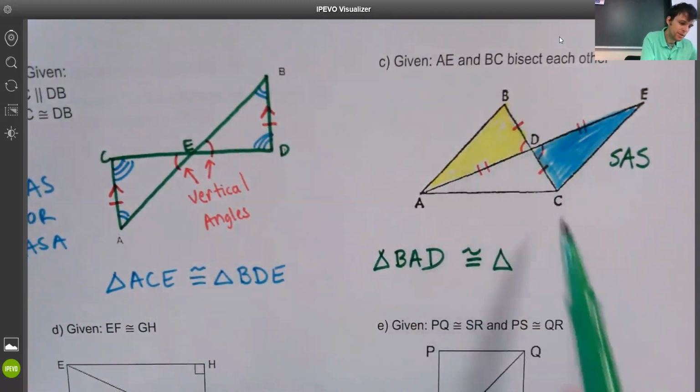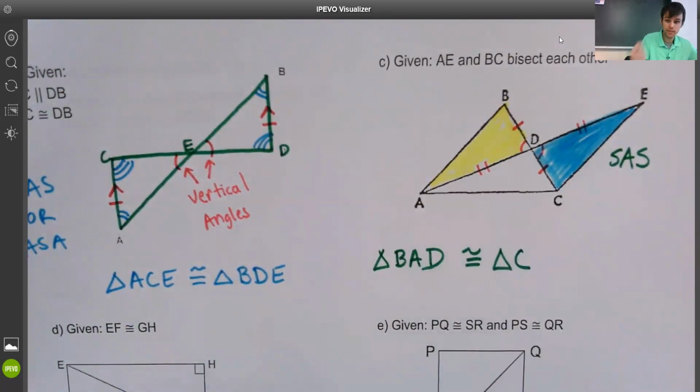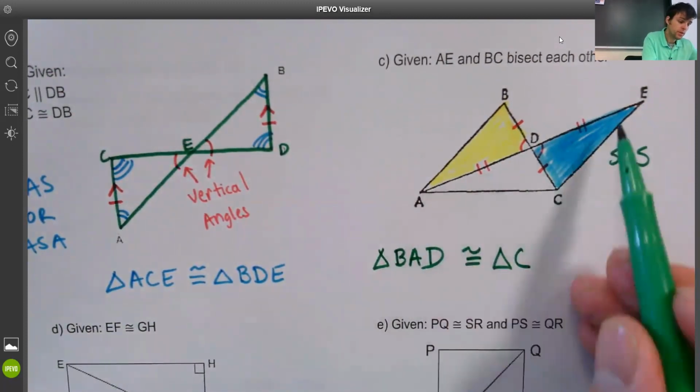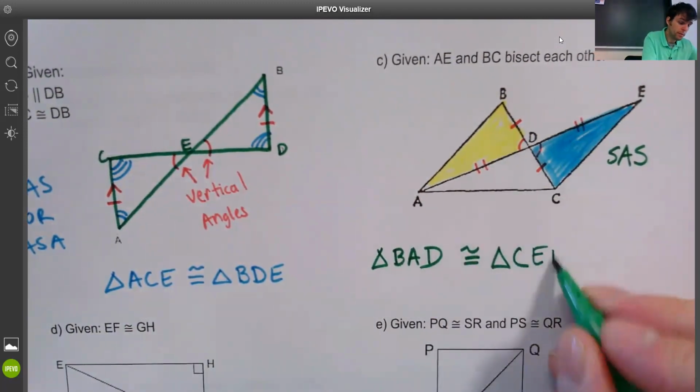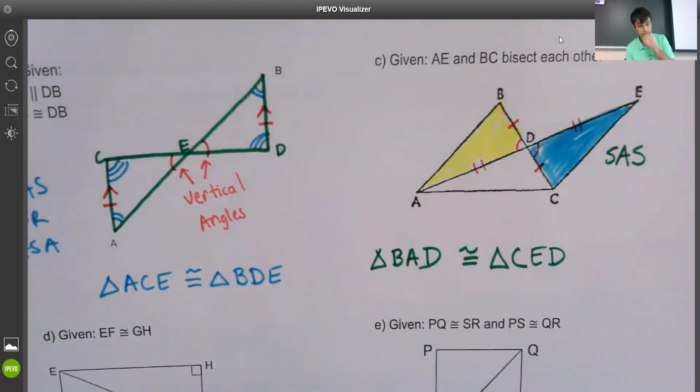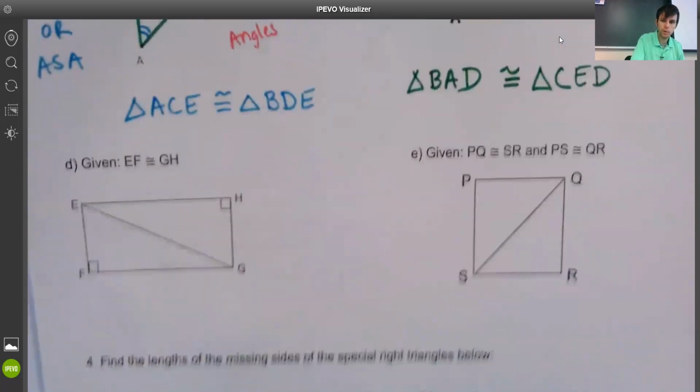All right. BAD. So B corresponds with C in this other triangle. It's in the same position. A corresponds with E, and D corresponds with D. So CED. Again, depending on the naming of the first one, they'll both change. Let's keep moving forward.